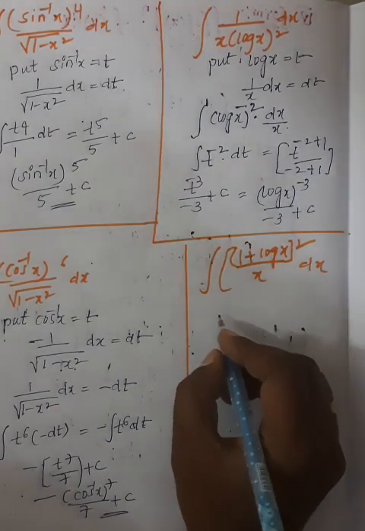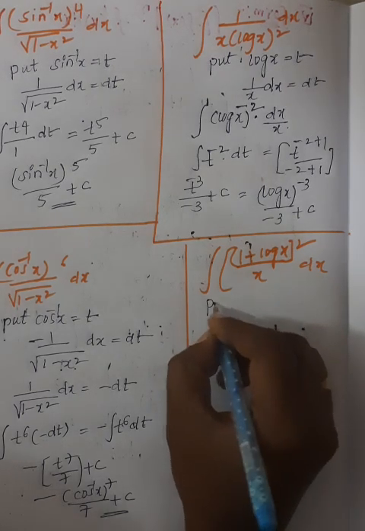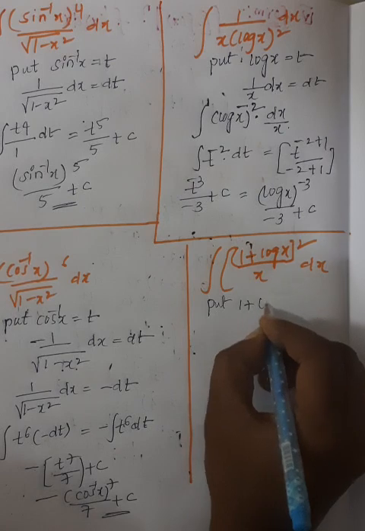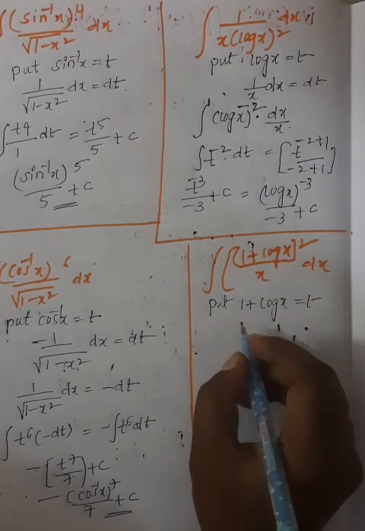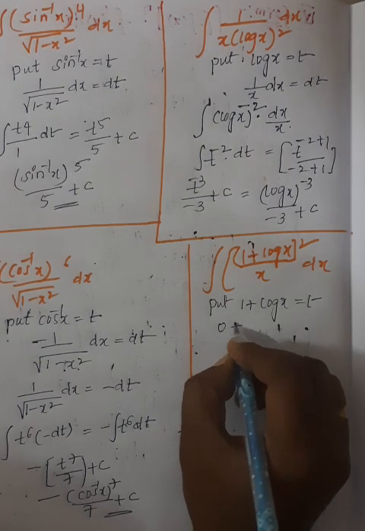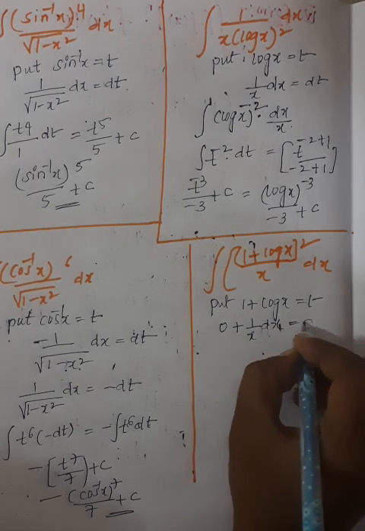So here also you have to take 1 plus log x as t. So put 1 plus log x is equal to t. Now differentiate both sides. You will get differentiation of 1 is 0. Differentiation of log x is 1 by x, so dx by x is equal to dt.